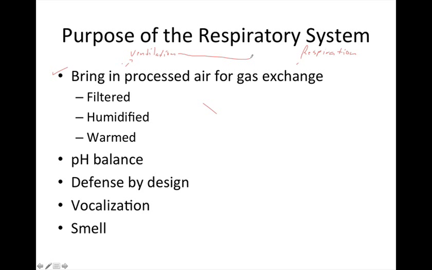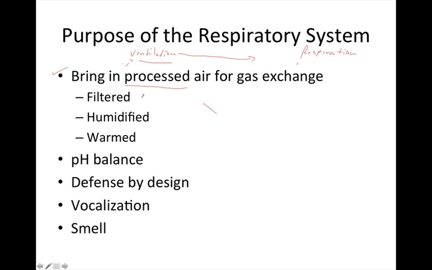We have to move air in order to allow gas exchange to occur between the atmospheric air that we breathe in and our blood. And we also have to blow air out so we can get rid of carbon dioxide and then replenish our lungs with more air with oxygen and so on. All right, so that's the main function of this. Now, when I say processed air, we basically have to prepare that air for gas exchange, and that occurs during the process of ventilation.